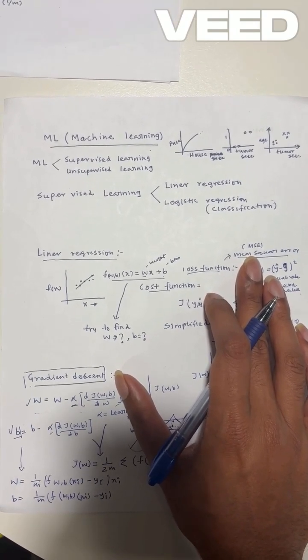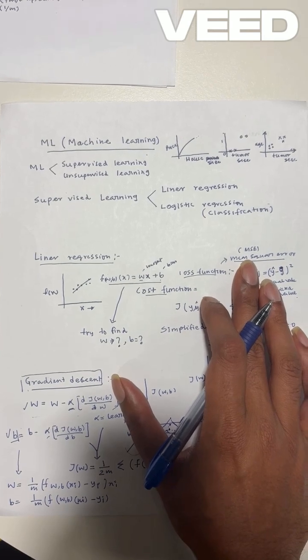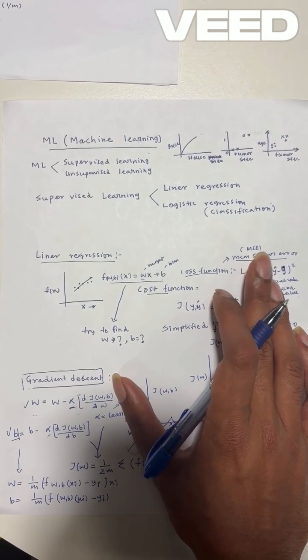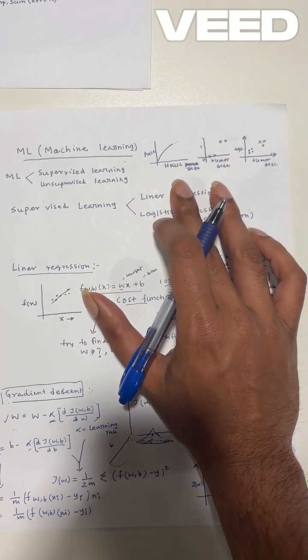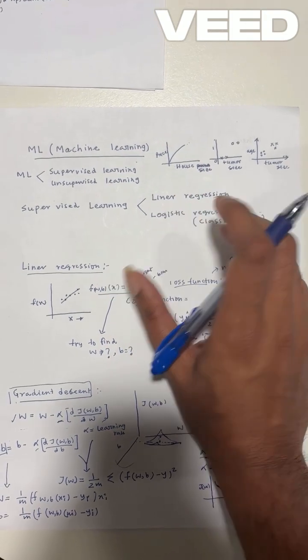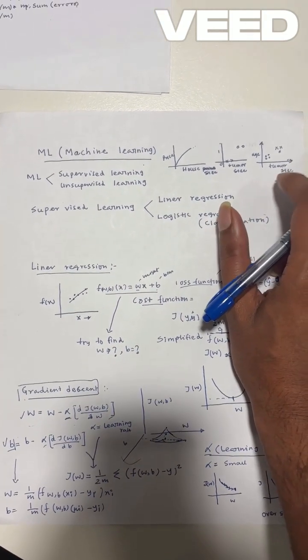Machine learning is basically machines learning from data. Machine learning is classified into two categories: supervised learning and unsupervised learning. In this slide, I show three examples. The first two examples are supervised learning, and this one is unsupervised learning.